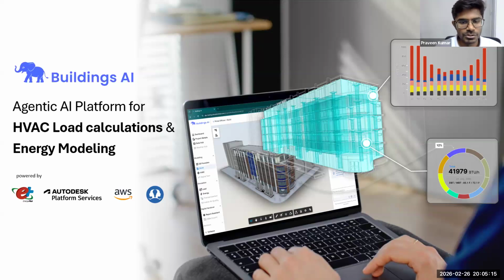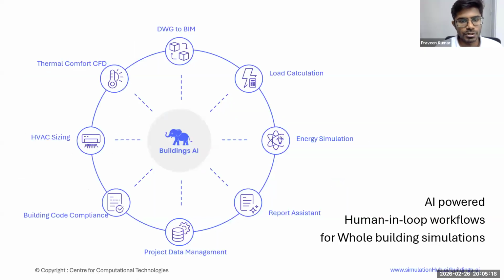APIs. To paint the picture, Buildings AI provides AI-powered, human-in-the-loop workflows for whole building simulation. It has tools for importing drawings to BIM, load calculation, energy simulation, report assistant, and data management, including the CFD module. In all these workflows, we try to bring AI assistance. Let me explain more in further slides.